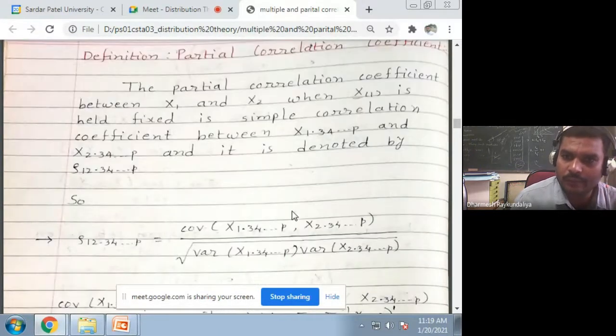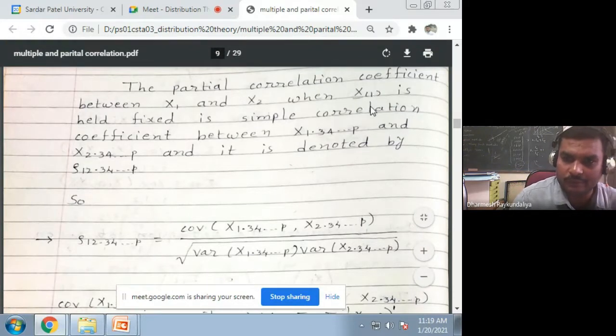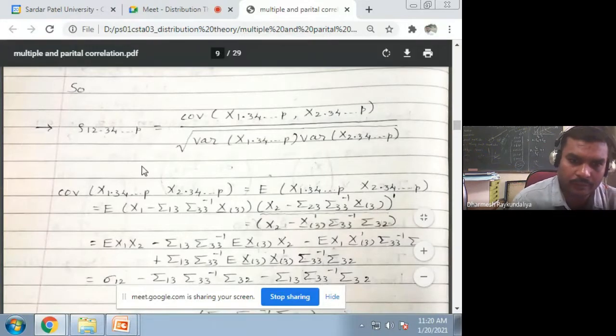In whatever materials I have sent, you have to just keep x3 instead of x1. Okay. So it is a simple correlation between x1 and x2 when x3 is held fixed. I'll try to show you directly over here. The covariance between x1.34p and x2.34p is nothing but, because we know that the residual, as we obtained earlier for the multiple correlation coefficient, is the difference between the observed and predicted.